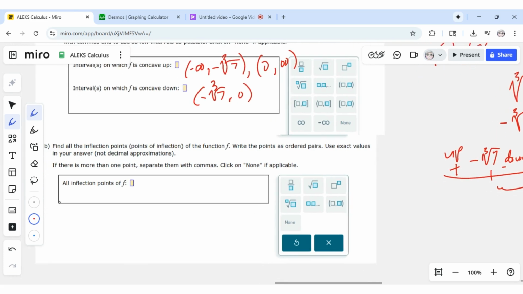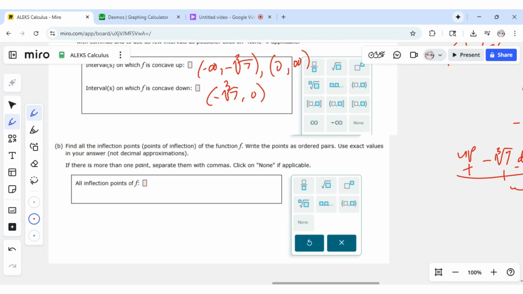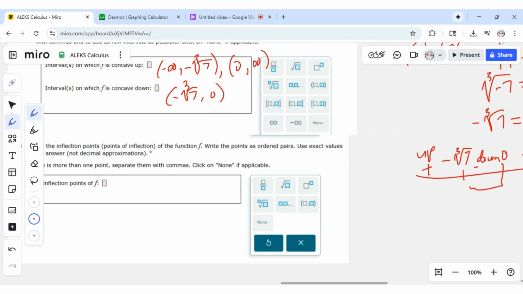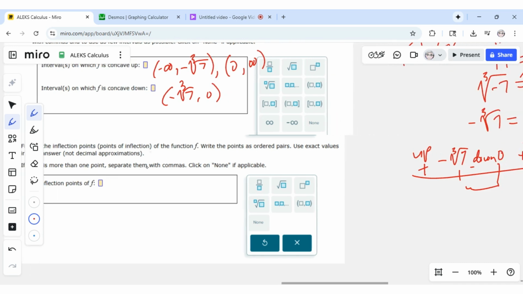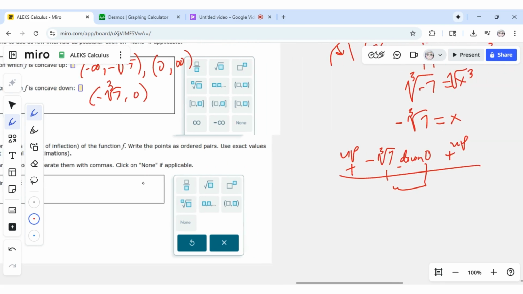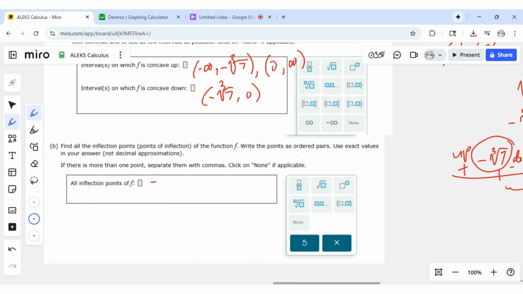And then it says, find the inflection point. So inflection points, I said again, are where the concavity changes. They also have to be actually on the graph. So if there's a discontinuity, it's not going to be considered an inflection point. We know there's a discontinuity at 0, so that is not going to be an inflection point. So the only inflection point we've got here where it changes from concave up to concave down is negative cube root of 7. But they want this as an ordered pair. Let's find the y value.